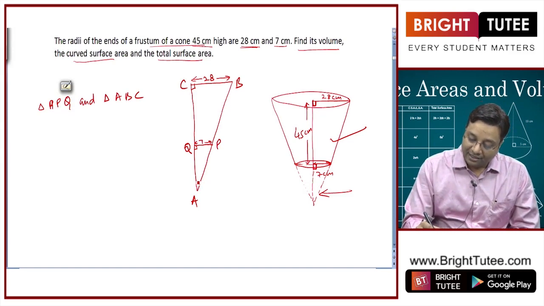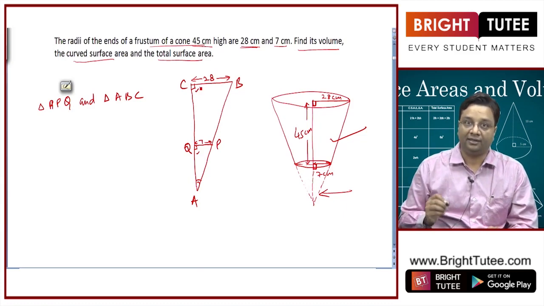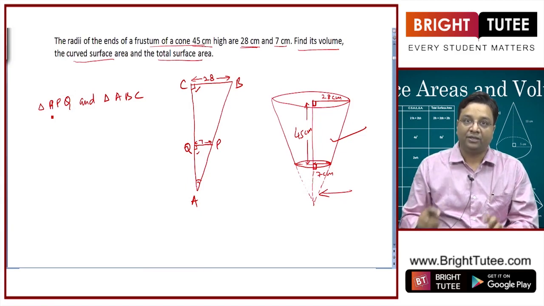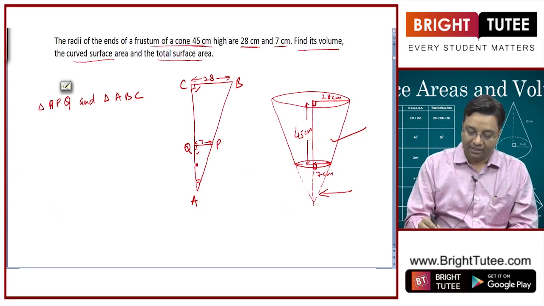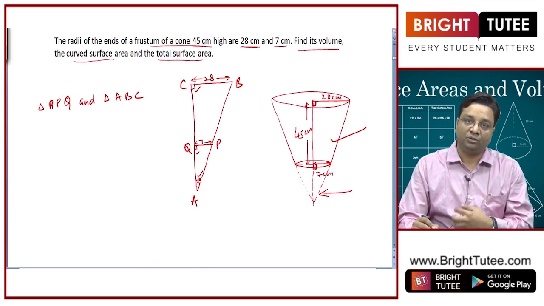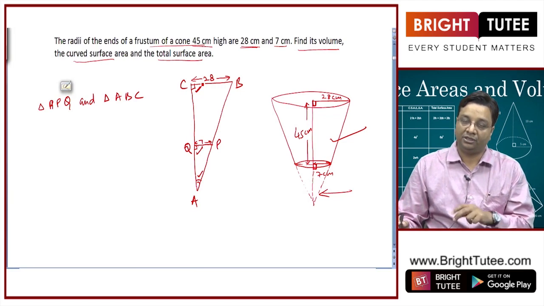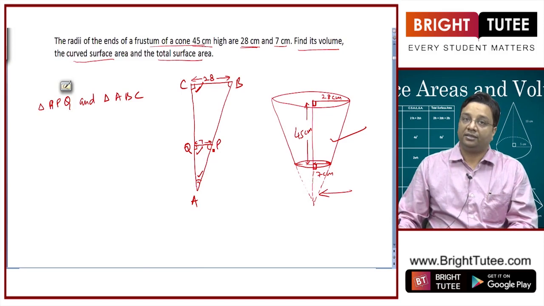Look at it. This angle is common to both the triangles. This is a right angle and this is also a right angle. So in triangle APQ and in triangle ABC, two angles are equal, so the third angle has to be equal. This angle is common to both the triangles, and this angle in APQ and this angle in ABC are equal because both are right angles. So the third angle is also equal.